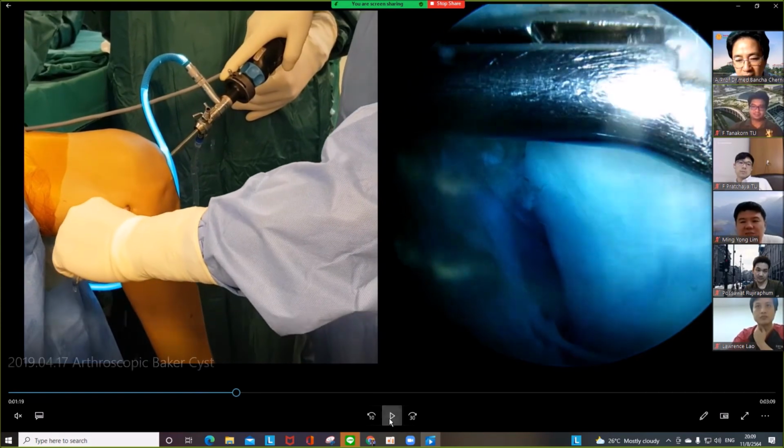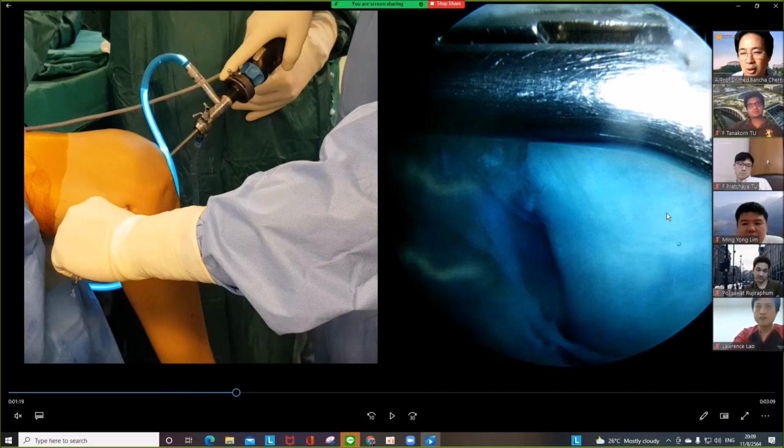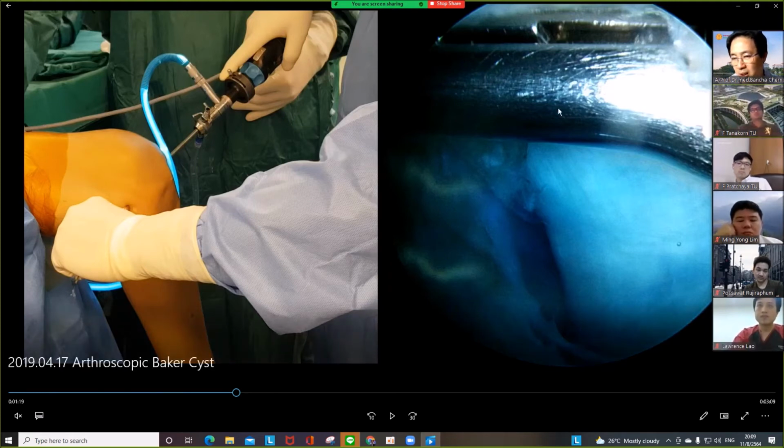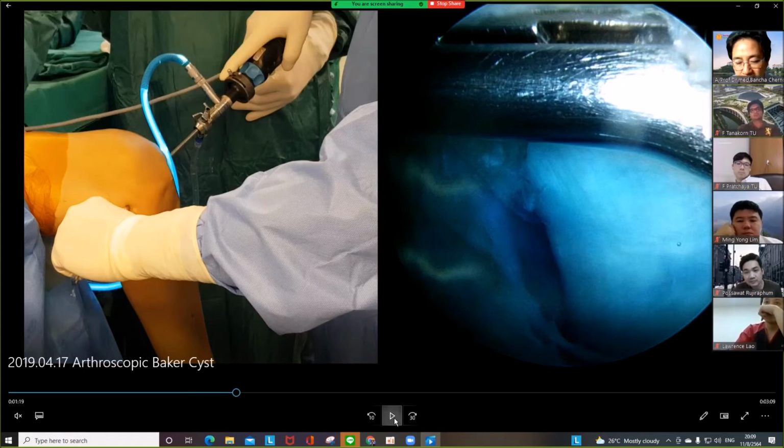The tricky point is that when you see this, you need to push. Sometimes you cannot get into the cyst. You can use your instrument to push the gastrocnemius to the central, because this gastroc will block your entrance. So I use this instrument. Sometimes I use a suture retriever to push the gastrocnemius to the central part, and then you can pass into the cyst. Okay, like this.